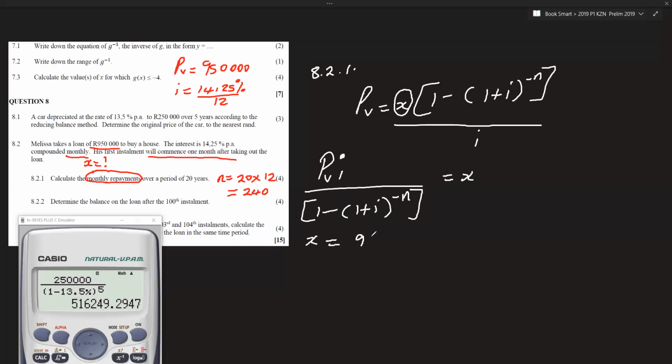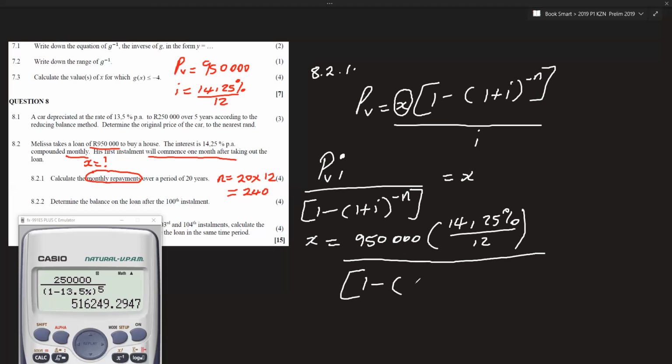My present value is 950,000. My interest is 14.25% all over 12. Then this is all going to be divided by 1 minus 1 plus the interest, which is 14.25% over 12, to the power of negative 240. Then we can now go to our calculator and get what the answer is.